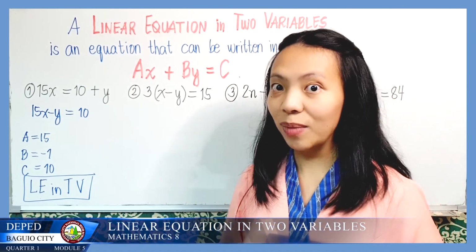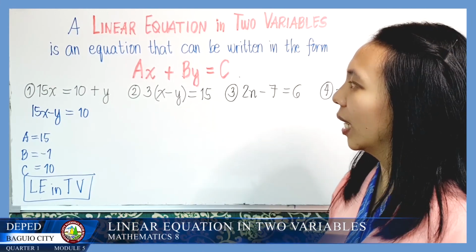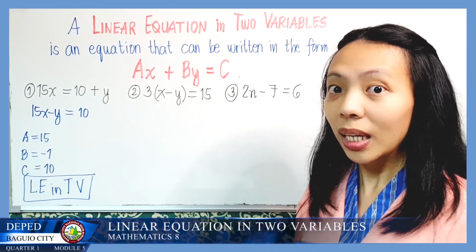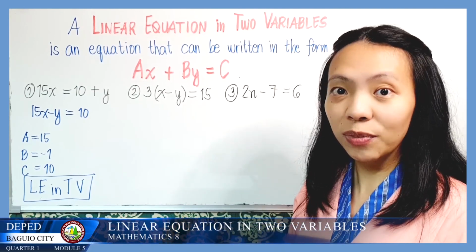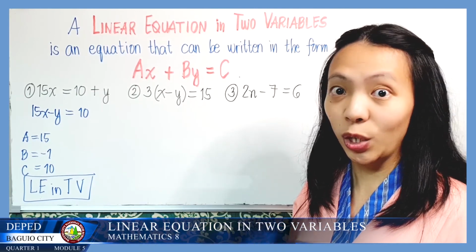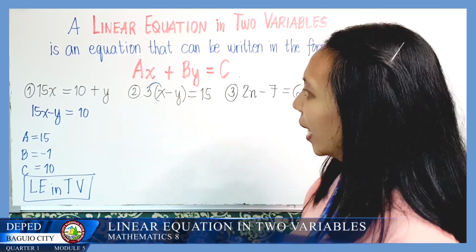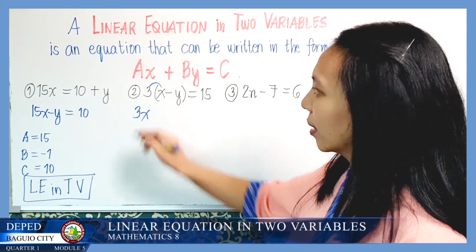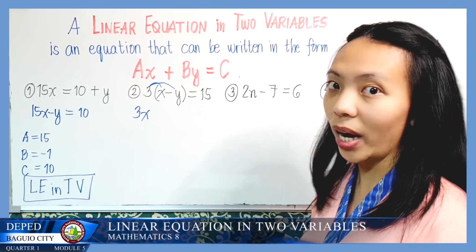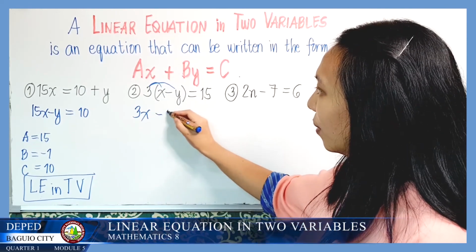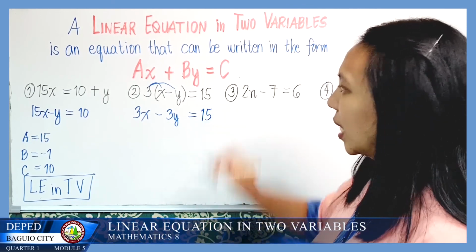Let's do the same in number 2. 3 times the quantity x minus y is equal to 15. In here, we first need to do distributive property of multiplication over addition. So we multiply 3 by x, that would be 3x. We also multiply 3 and negative y, and that is negative 3y. And this is equal to 15.